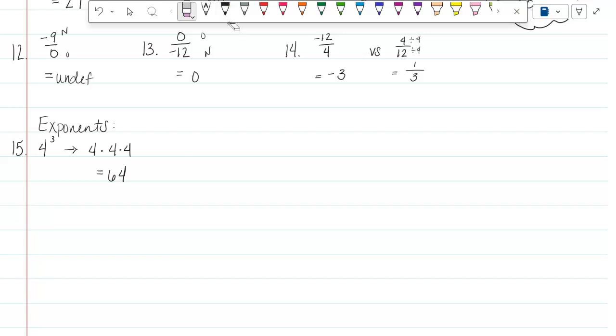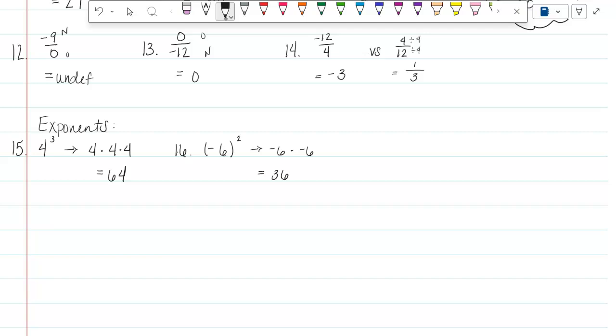Number 16, we've got negative 6 squared. Anytime you've got a negative sign inside parentheses, the entire term of negative 6 is raised to the exponent of 2, the whole thing. So really this is the same as doing negative 6 times negative 6, a negative times a negative. In this case, we're going to end up with a positive 36.